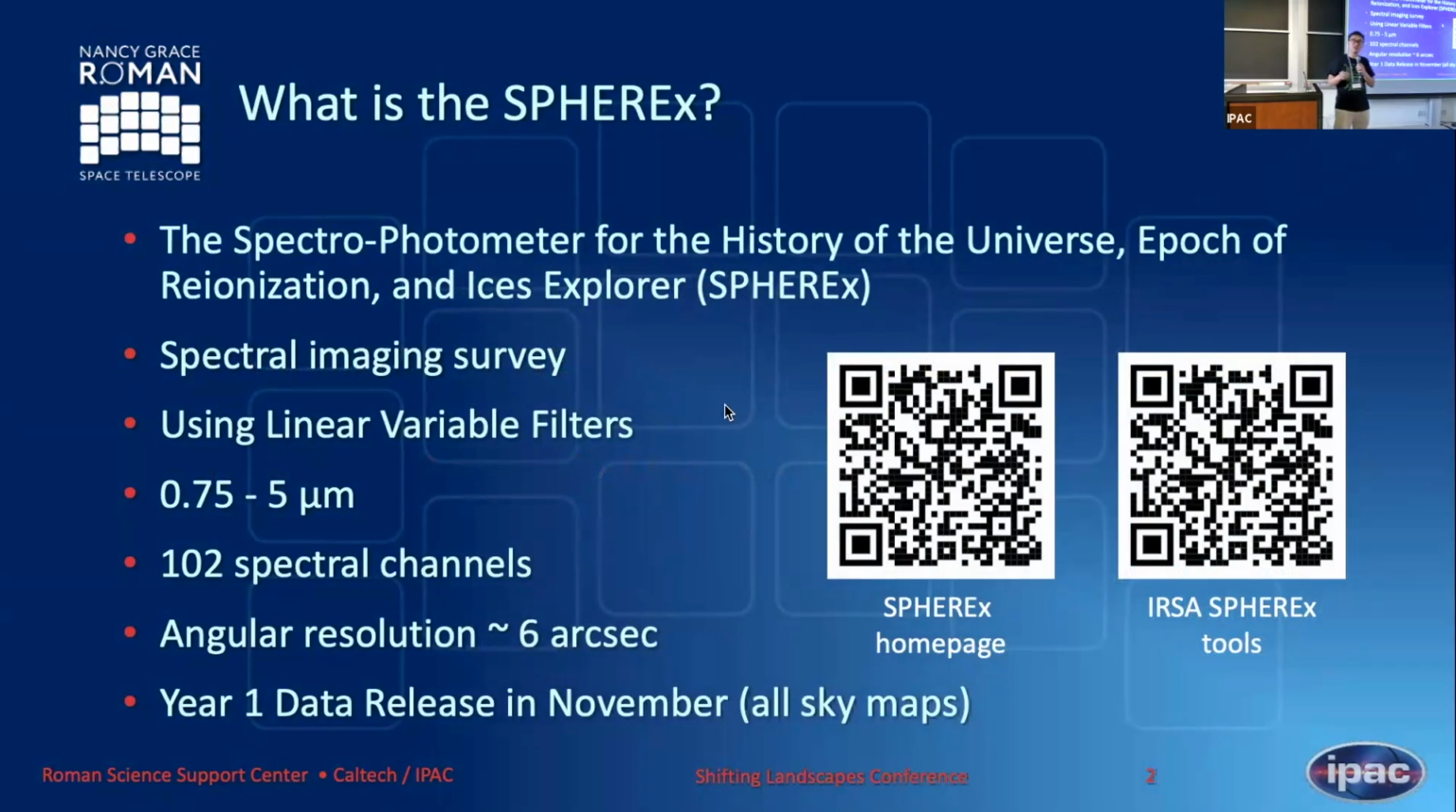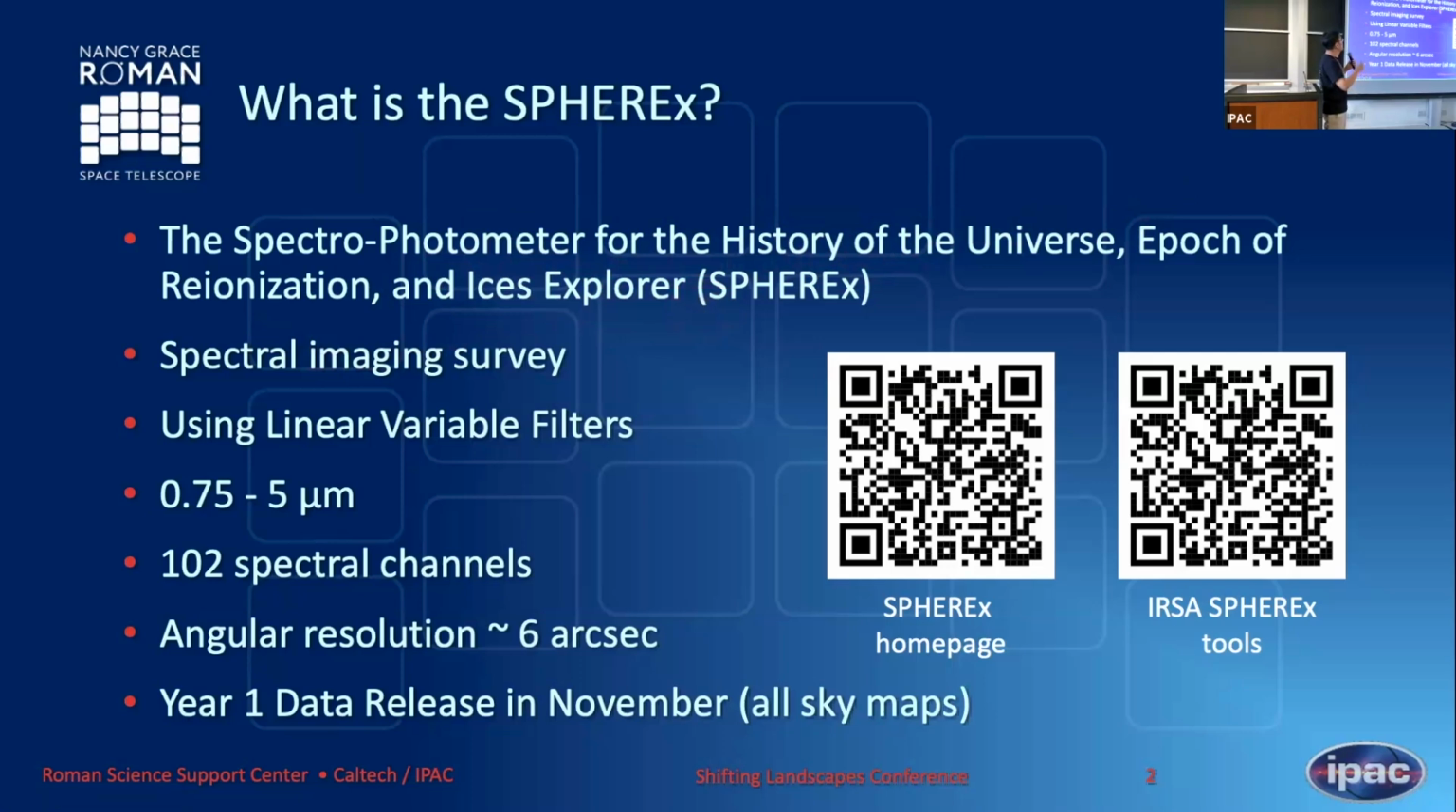I know many of you already know about Roman, so I will just explain a little bit about SPHEREx. I will try to read the full name of SPHEREx in one breath: the Spectrophotometer for the History of the Universe, Epoch of Reionization, and Ices Explorer. That's SPHEREx. That's a long name.